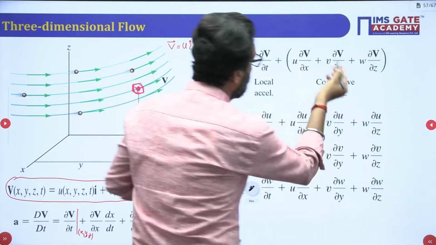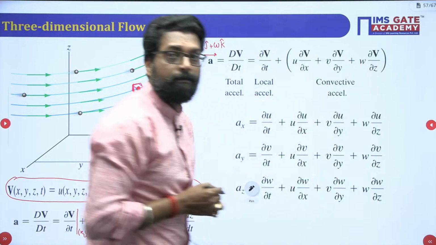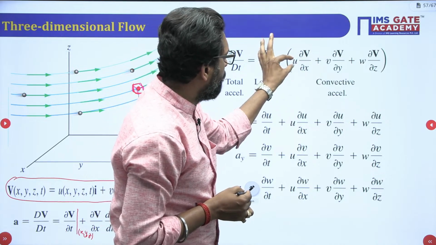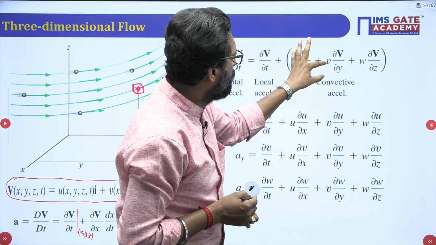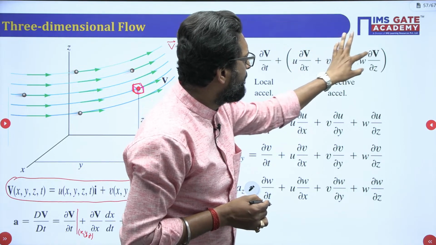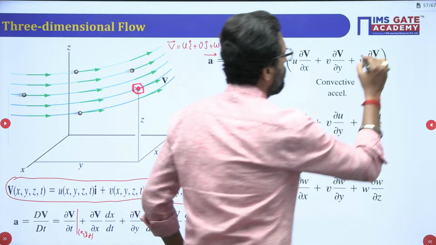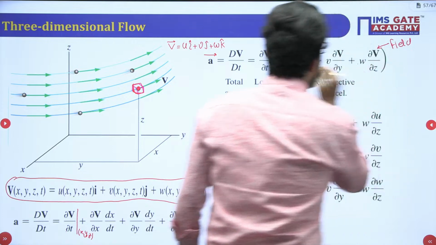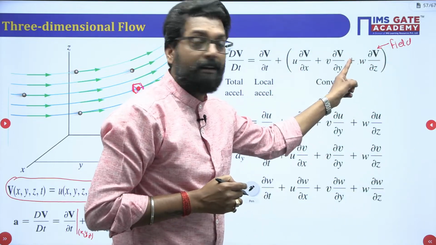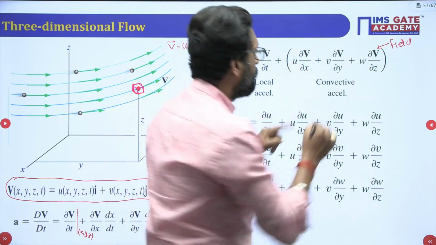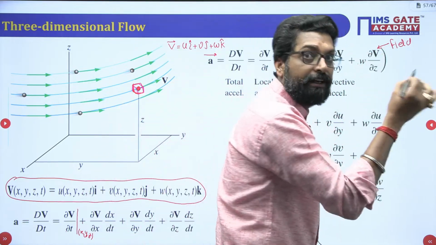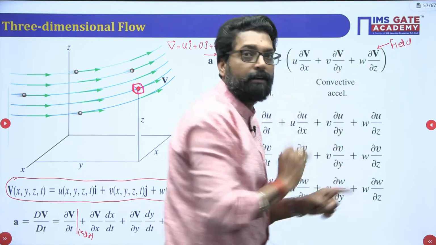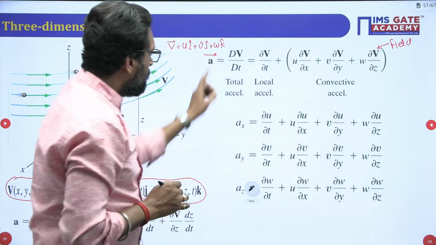So how to write this one? You can write it like this. What is this? If you take u ∂/∂x, v ∂/∂y, w ∂/∂z, and the velocity vector, this is for the field. If you take V common, so this is V vector dot del, dotted with V vector. So this is like that. Okay, so this is your acceleration.